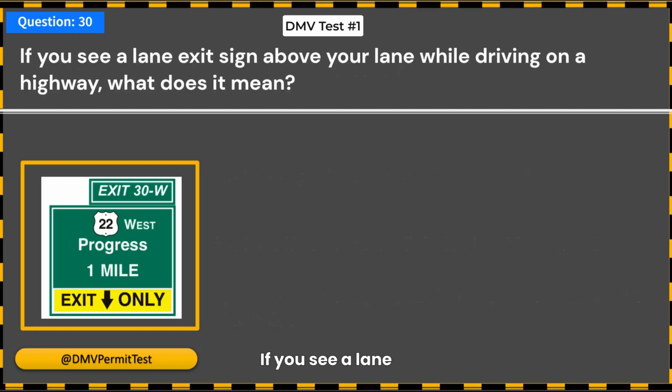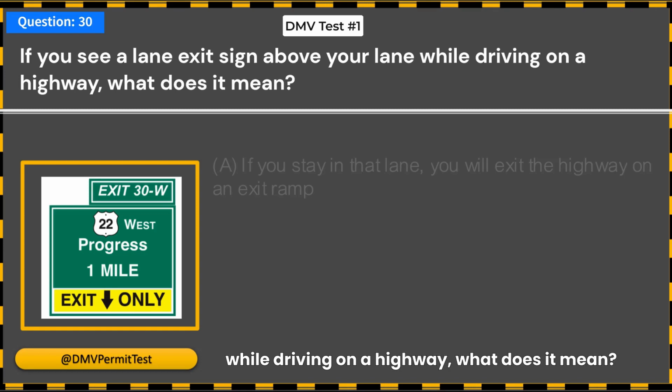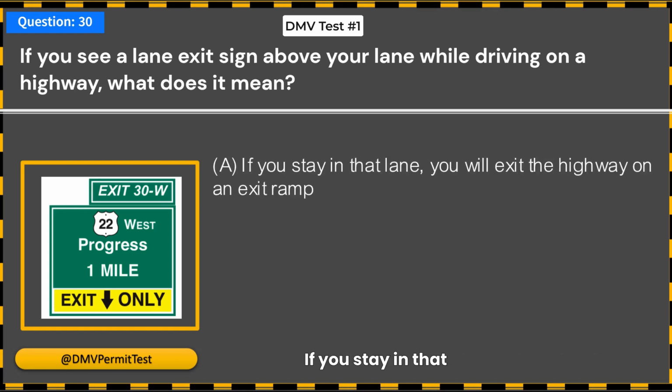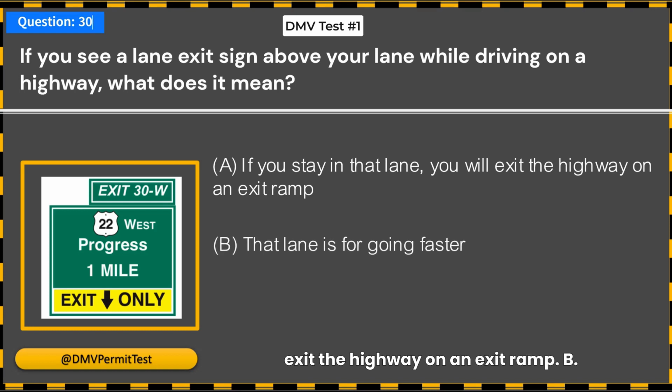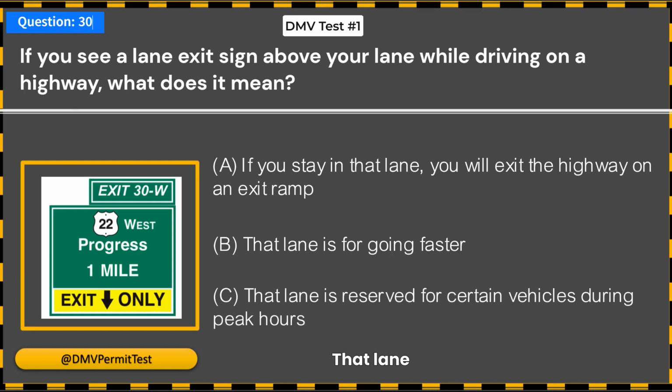If you see a lane exit sign above your lane while driving on a highway, what does it mean? A. If you stay in that lane, you will exit the highway on an exit ramp. B. That lane is for going faster. C. That lane is reserved for certain vehicles during peak hours.